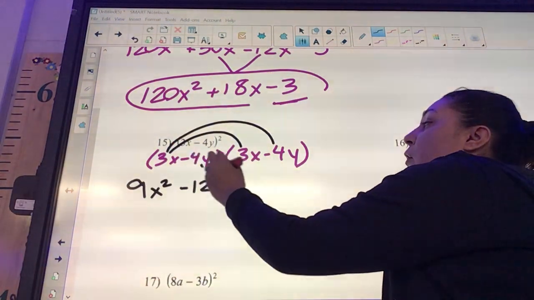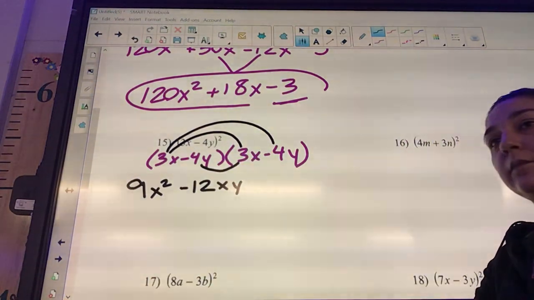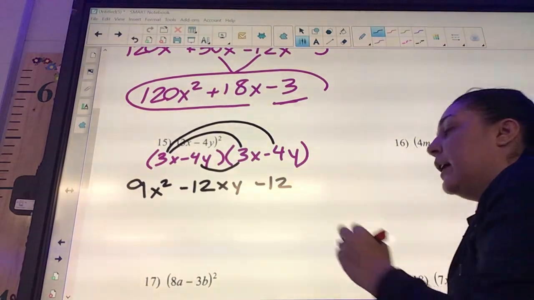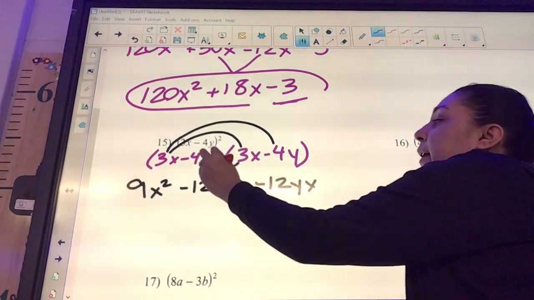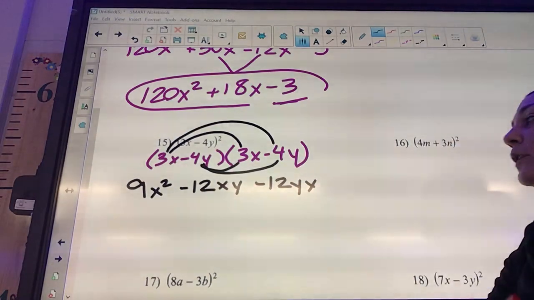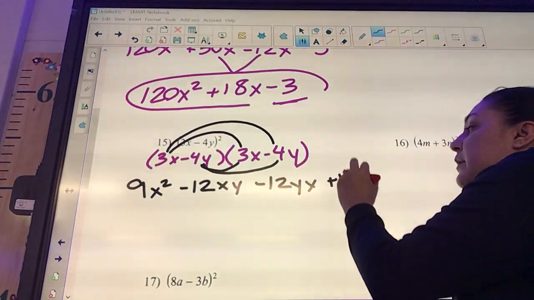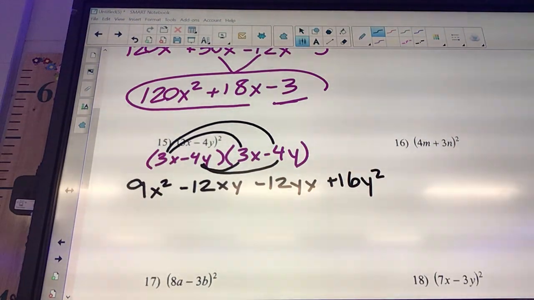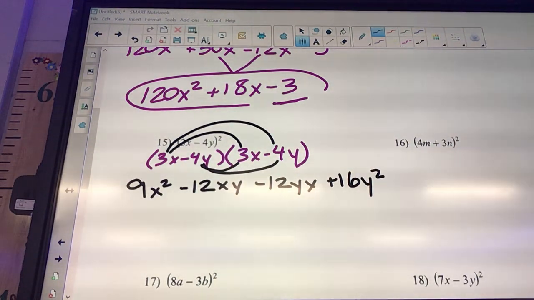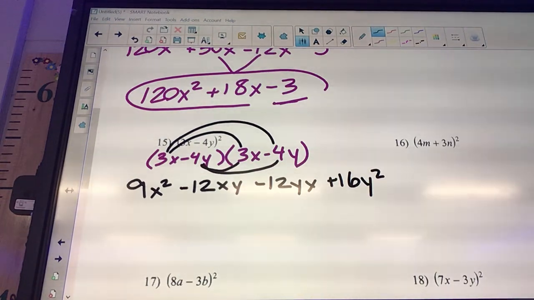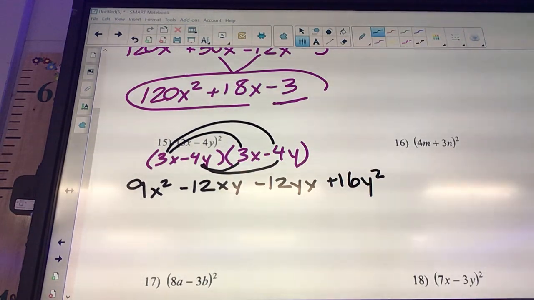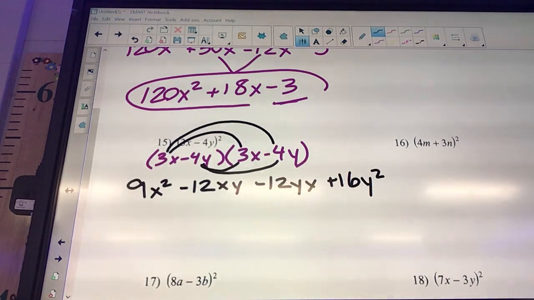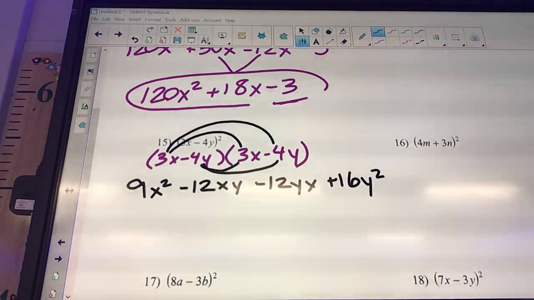Okay, negative 4 times 3, negative 12, and then what? Okay, yx. And then we got negative 4 times negative 4. 16 y squared. What can we combine? Both the negative 12s. Why, though? Because they both have an xy, okay?